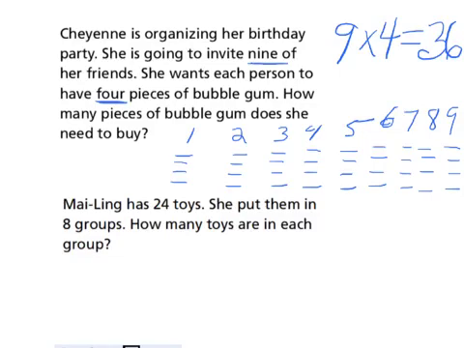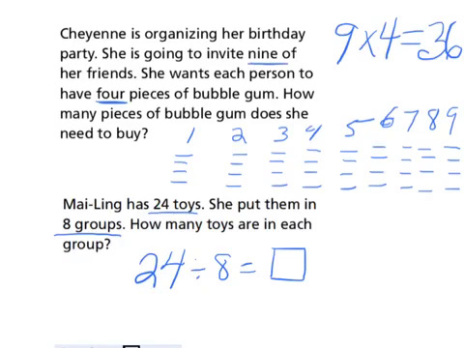Let's try the next one. Mei Ling has 24 toys in total. She's put them into 8 groups. How many toys are in each group? 24 divided by 8 is my unknown there.